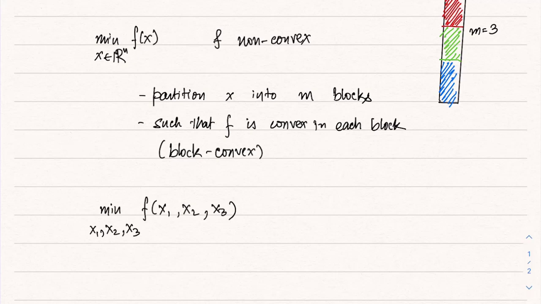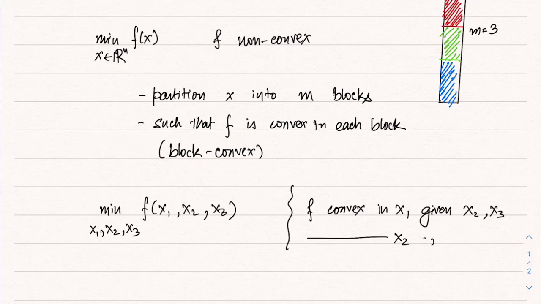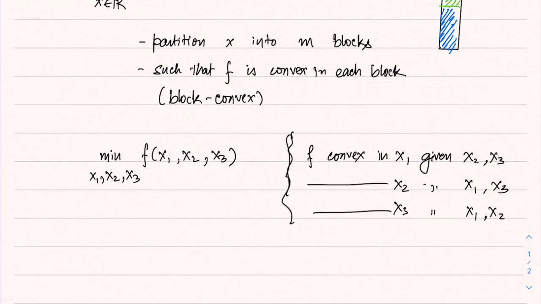And the important thing to note here is that f is convex in each block. So what we are saying is that f is convex in x1 given x2, x3, and likewise it is convex in x2 given x1, x3, and convex in x3 given x1, x2, right? So this is the block convexity we are assuming on f. So f is not a general non-convex function, but a specifically non-convex but block convex function. Note that f is still non-convex jointly in x1, x2, x3.